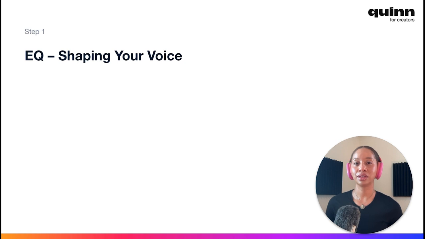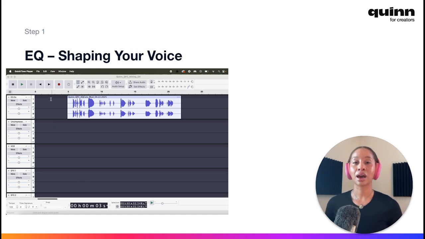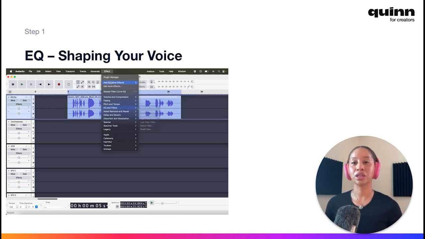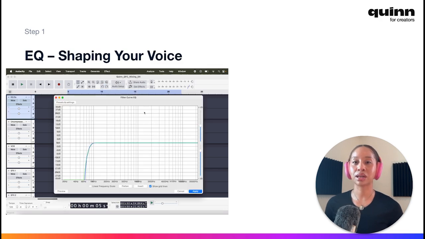Step 1, EQ. EQ stands for equalization. Think of it like adjusting the bass and treble on a speaker, but with more control. We'll use it to cut, reduce, sounds that make your voice sound muddy, boxy, or sharp. Boost, increase, the parts that make your voice sound clear, full, and crisp. Here's how to do it in Audacity. Highlight your voice track, go to Effect, Filter Curve EQ, and here's some recommended settings.